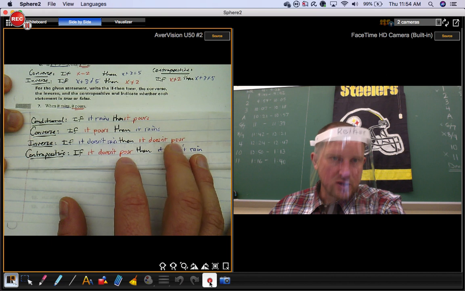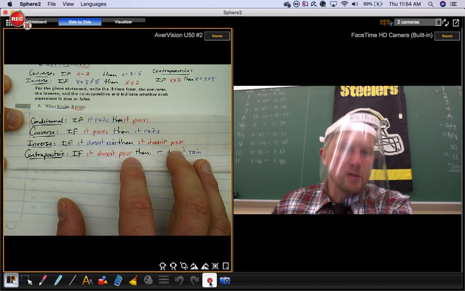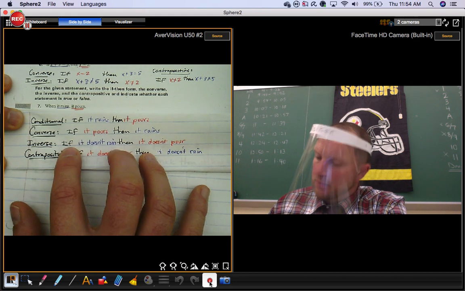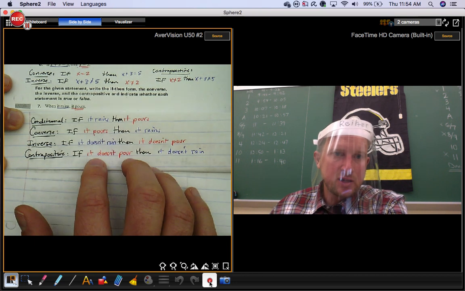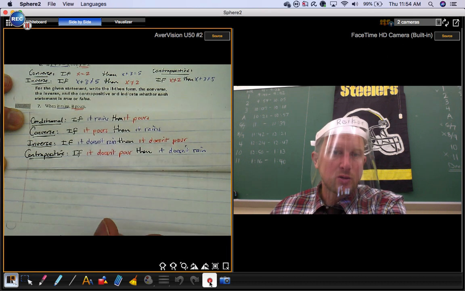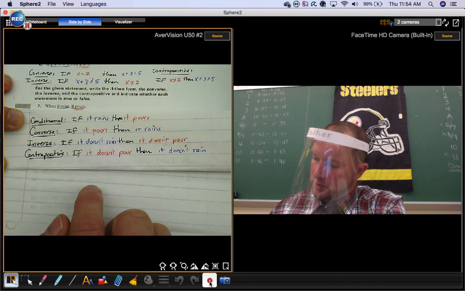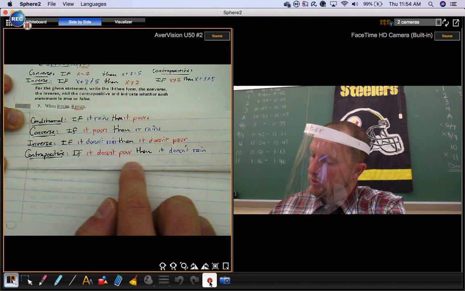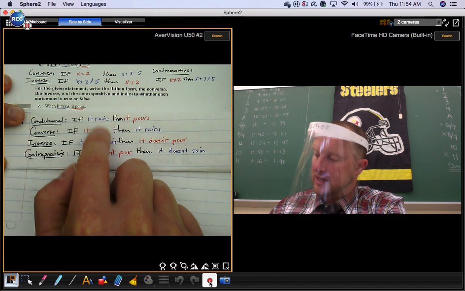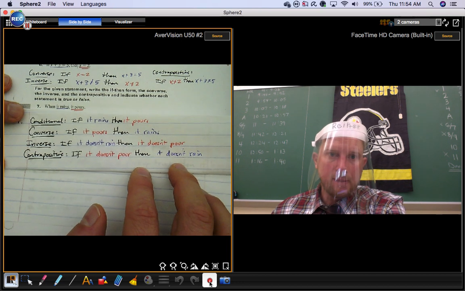Converse, obviously you're switching red and blue. So you would say if it pours, then it rains. Inverse, you're negating the conditional. So you would say if it doesn't rain, then it doesn't pour. Contrapositive is if it doesn't pour, then it doesn't rain. Those are the statements that you should be able to write.